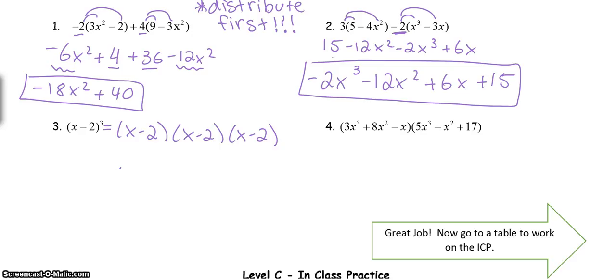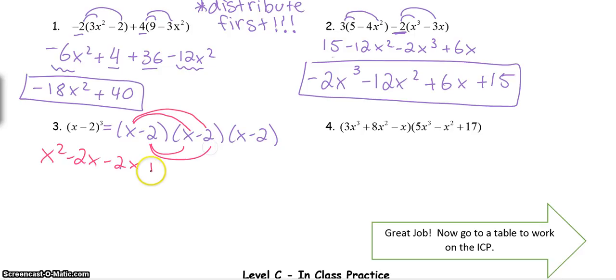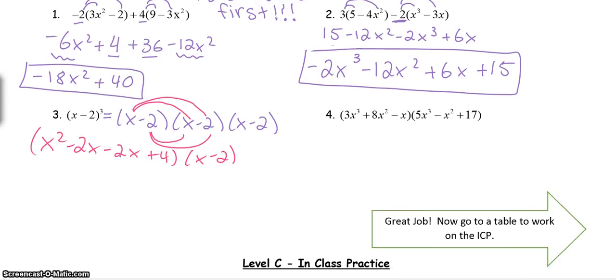You want to start by just multiplying 2 of the parentheses together. So we've got x squared minus 2x minus 2x plus 4. That's in parentheses times x minus 2. Before we multiply it with that x minus 2, I want to combine like terms. So x squared minus 4x plus 4 times x minus 2.